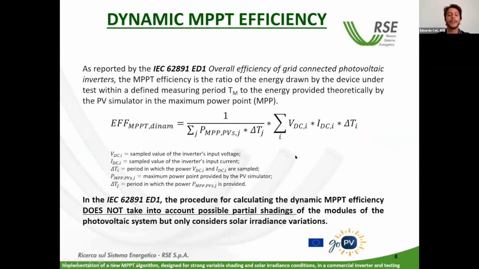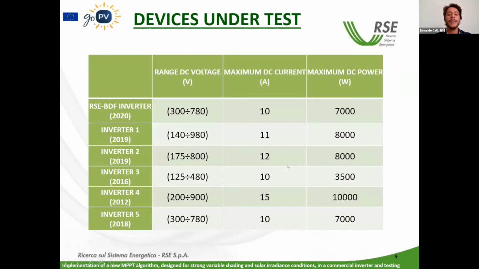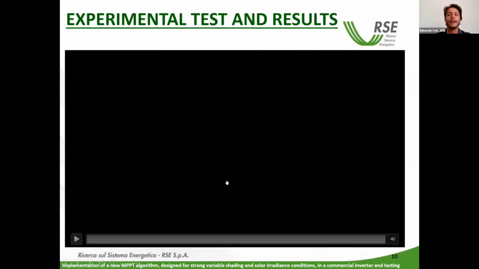It's important to point out that the standard does not take into account possible partial shading conditions during the calculation of the dynamic MPPT efficiency. In this slide, there is a list of the inverters we tested. They are six, and except for inverter number 3, the other ones have very similar electrical characteristics to each other. In the next video, I'll show you one of the tests we perform in the lab.